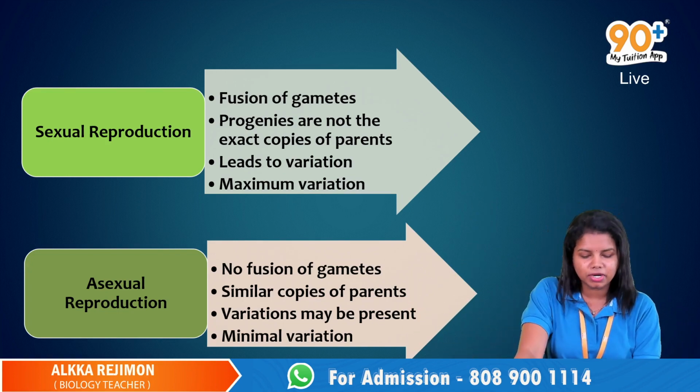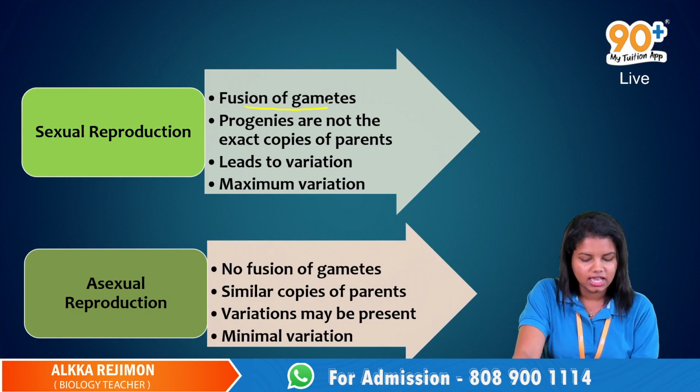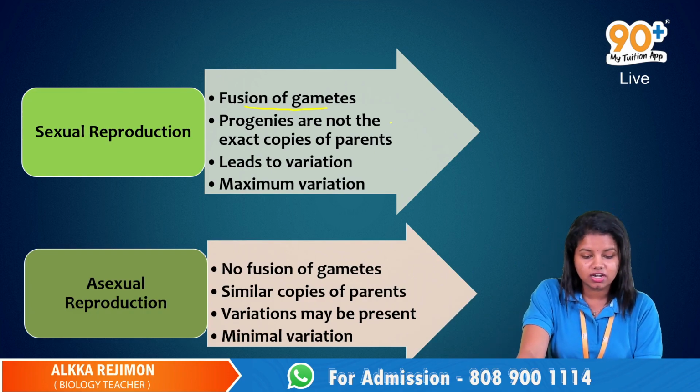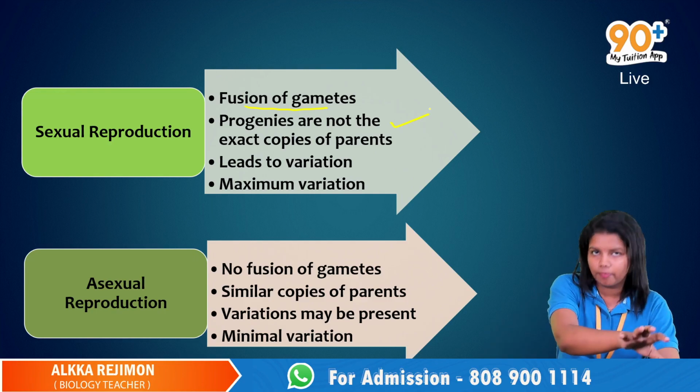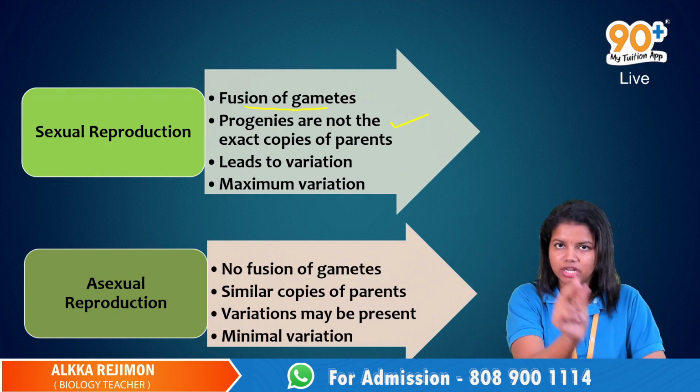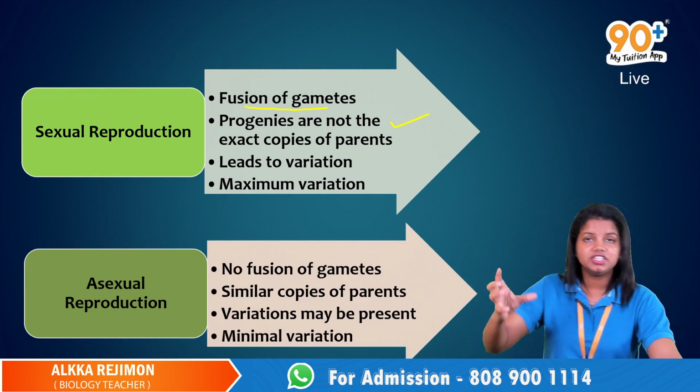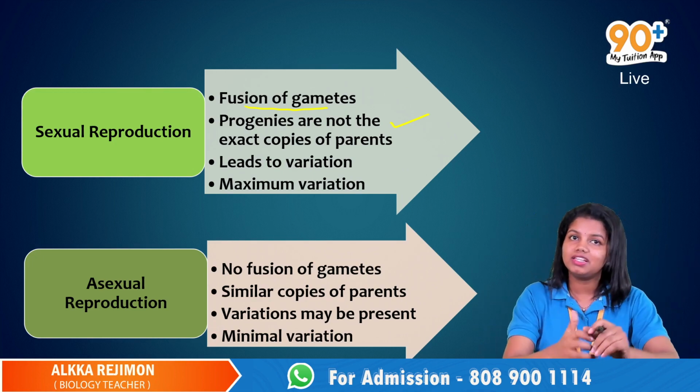So sexual reproduction is fusion of gametes, and definitely the progenies are not the exact copy of parents. Whenever sexual reproduction is taking place, father's genes and mother's genes combine and the child is formed.